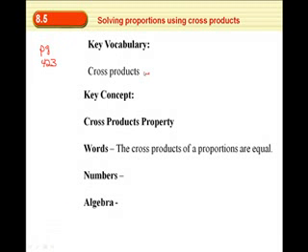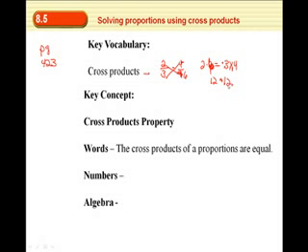So cross products, which is defined on page 423, it says cross products in the proportion, the products across. Here let me just do an example, 2/3 equals 4/6. If you go across here and multiply, 2 times 6 equals 3 times 4. And 12 equals 12. So cross products are always equal to each other.